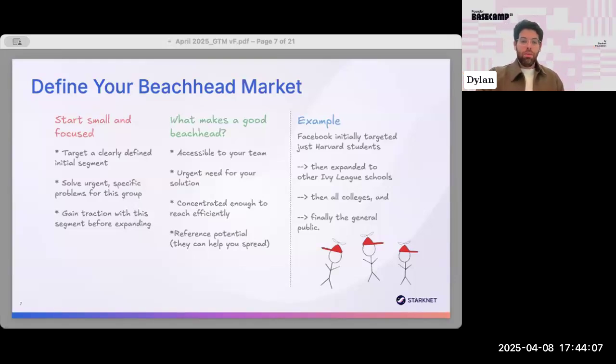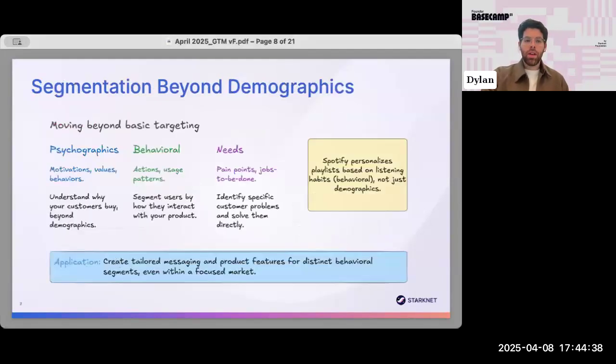The characteristics of a good beachhead are basically accessibility to your team, an urgent need for your solution, and concentration of the market that allows you to efficiently reach and target them. I wouldn't worry about limiting your potential market. Again, as we've been saying in the last session and in this session, start small, start focused. That gives you the best chance of genuine product market fit. And then you can expand afterwards.